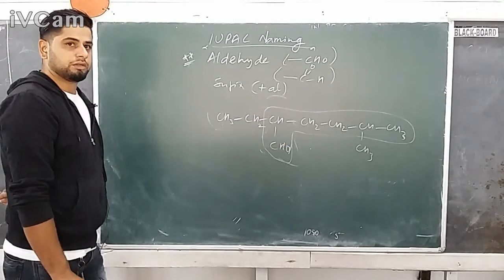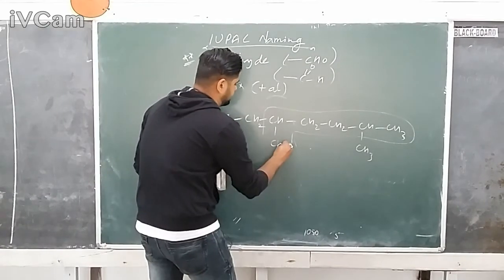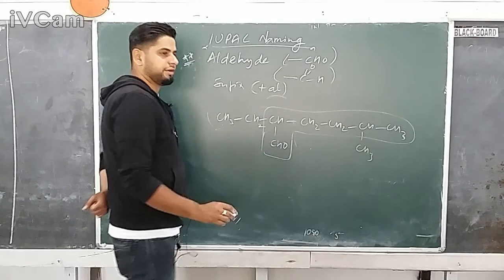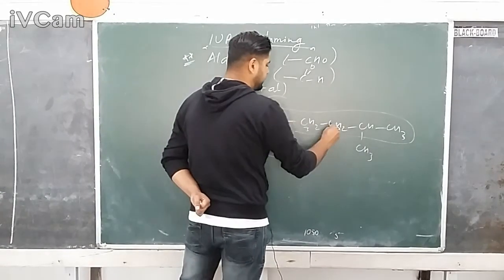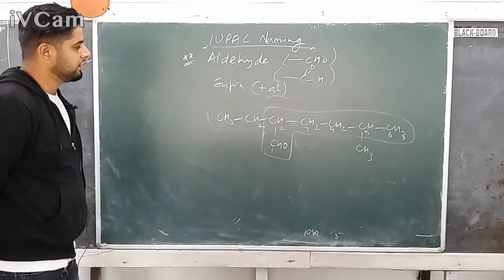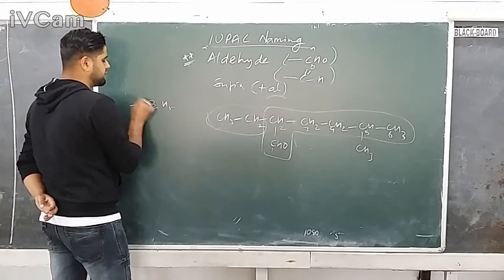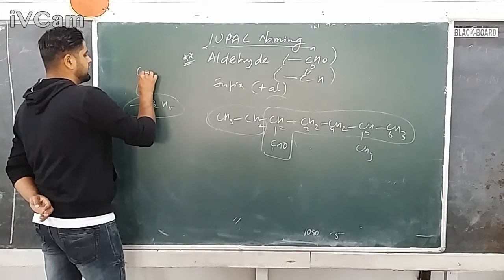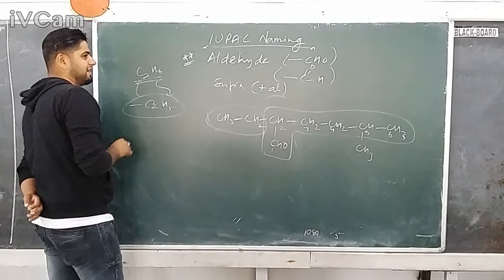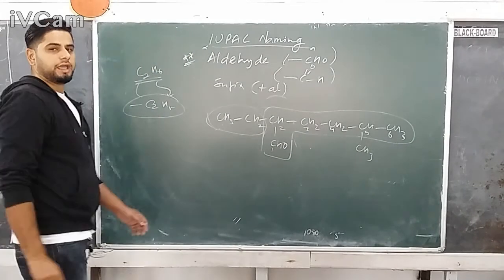If you check, this is the longest possible continuous chain. So we will number this: 1, 2, 3, 4, 5, 6. Which group is this? This is C2H5. Yes or no? C2H5 is formed from C2H6, that is ethane. After removing one H, it is forming this. So this is an ethyl group. This is a methyl group. Which comes first? E or M? Obviously E.